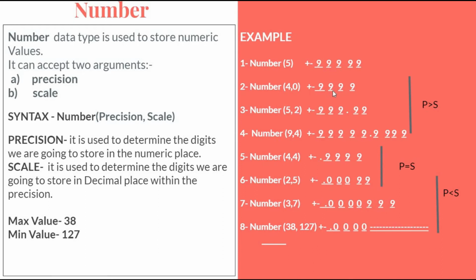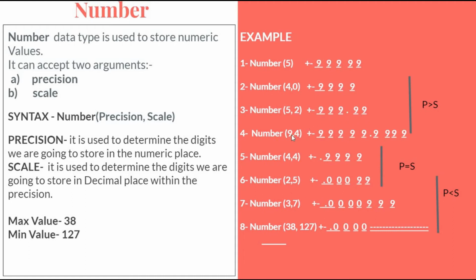Now next is number 5, 2. That means the total number of digits is 5. So make 5 blocks, 1, 2, 3, 4, 5. Now 2 means 2 decimal values. So take from the last 2, like 1, 2, and put the decimal. So now the largest value stored is 999.99. So put 999 decimal 99.